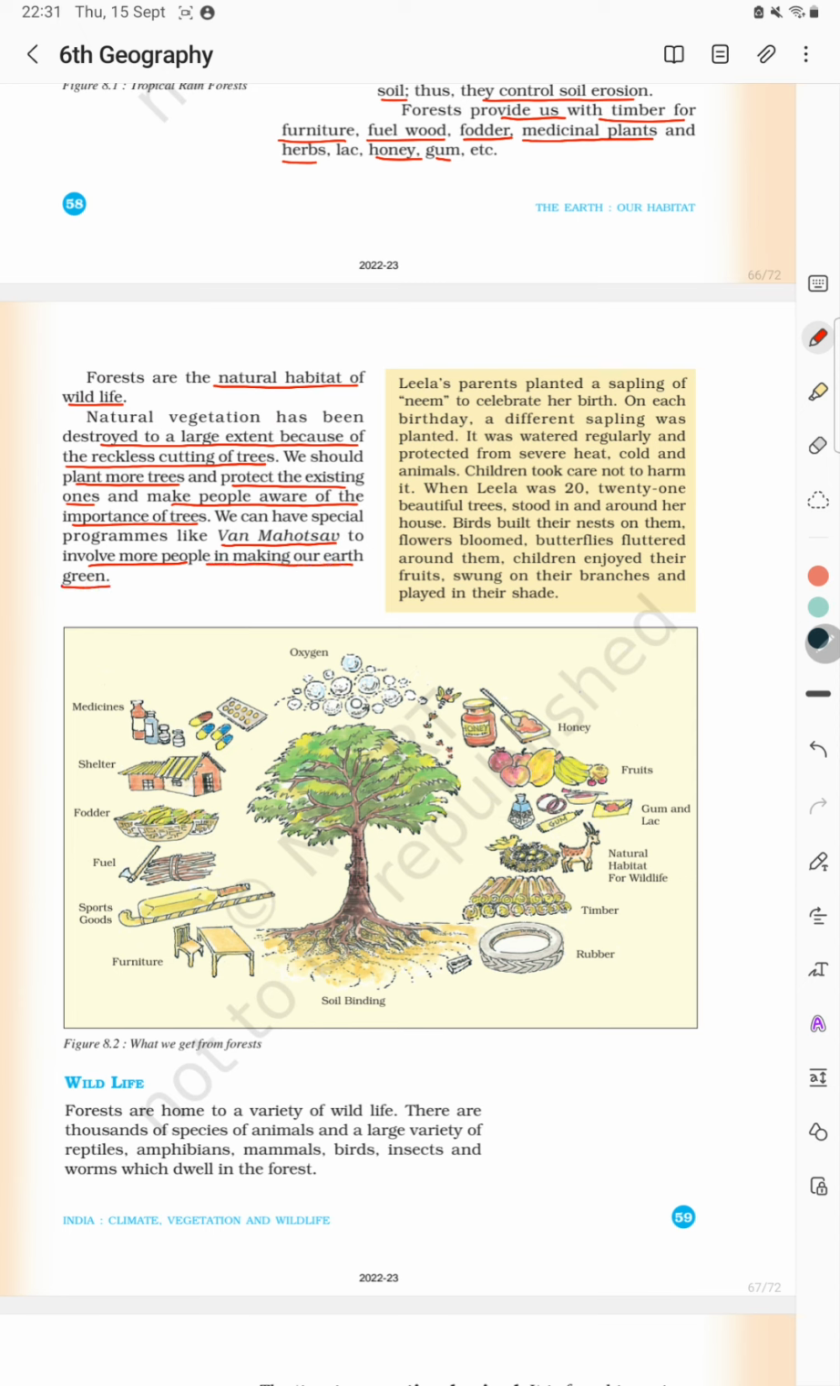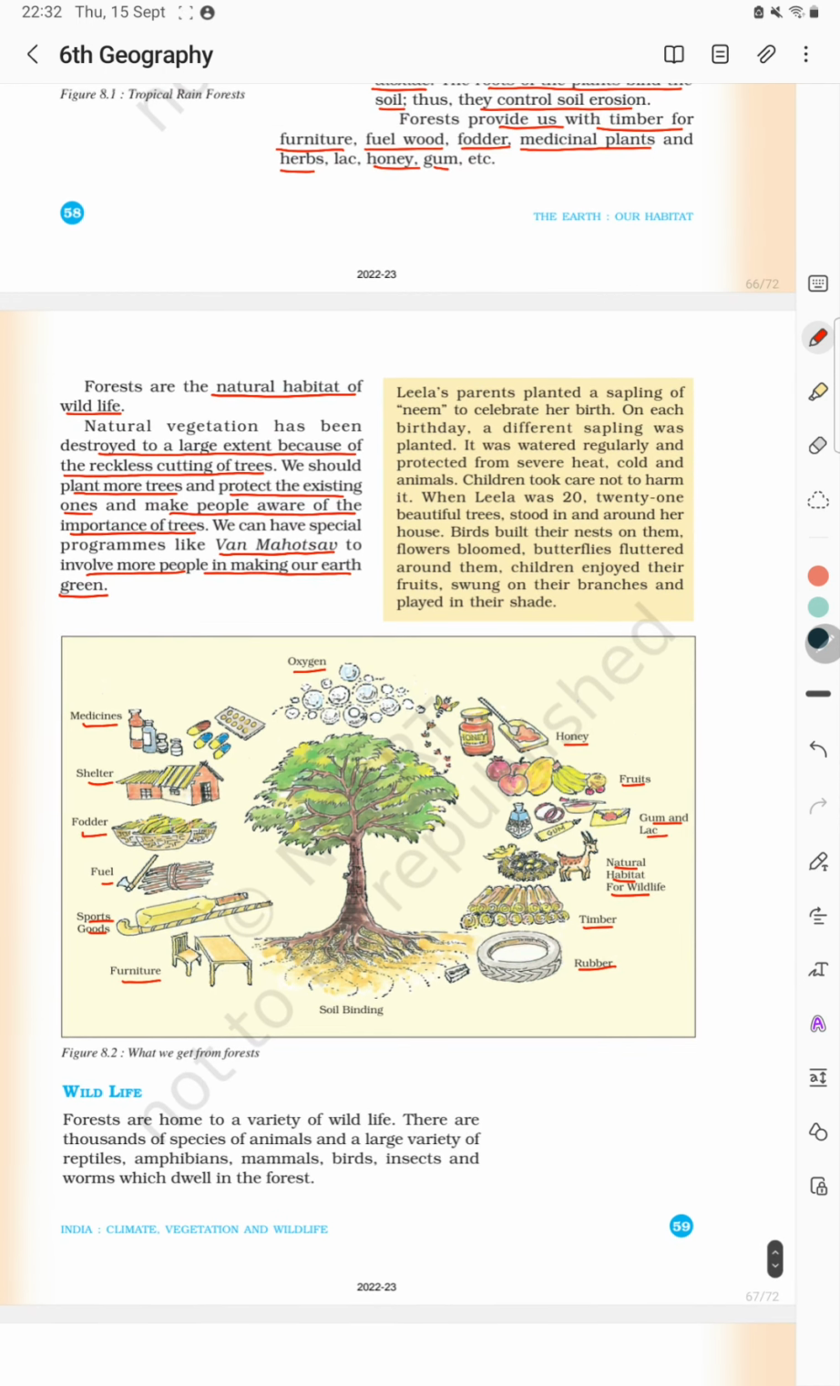So this picture 8.2 shows the functions of forest. It provides us timber and rubber, it is a natural habitat of wildlife, and it provides us gum, lac, fruits, honey, oxygen, medicine, shelter, fodder, fuel, sports goods and furniture. There are so many benefits of the forest.